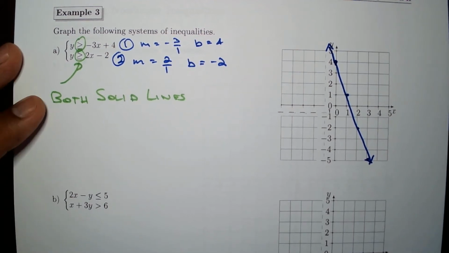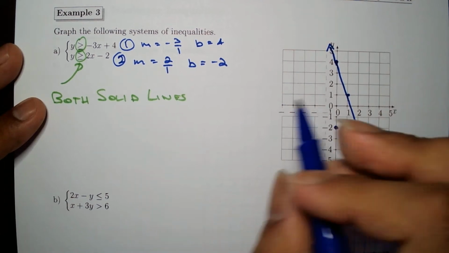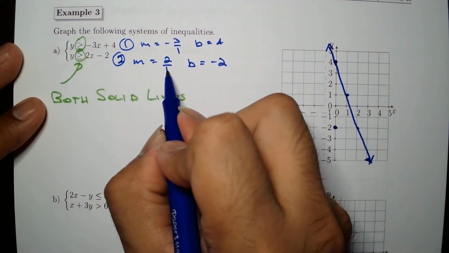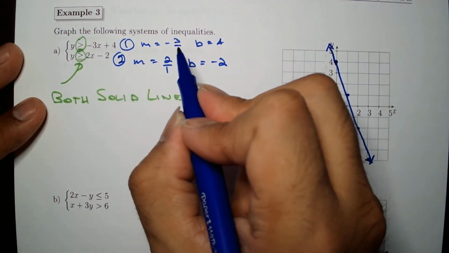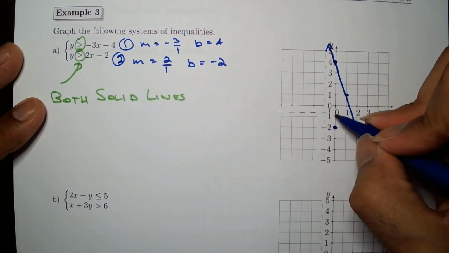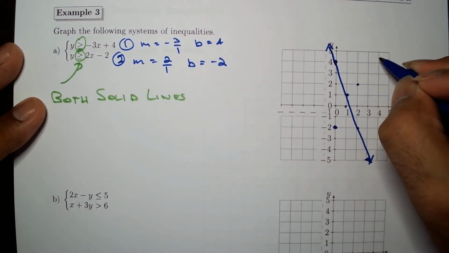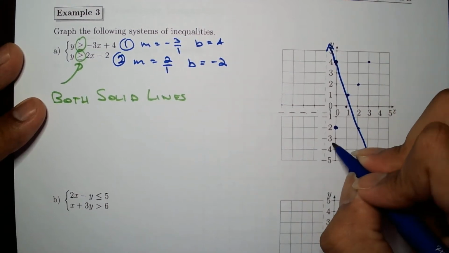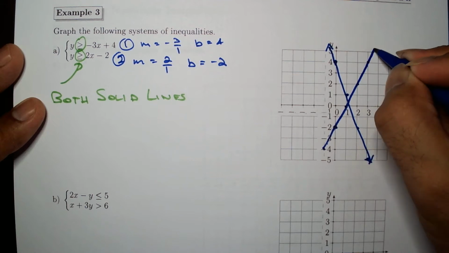Then for the other line, I'm going to go to the y-intercept at -2. From there, I'm going to go 2 units up and 1 to the right. In other words, rise 2 units, run 1 unit. Rise 2, run 1. And let's connect the dots here.